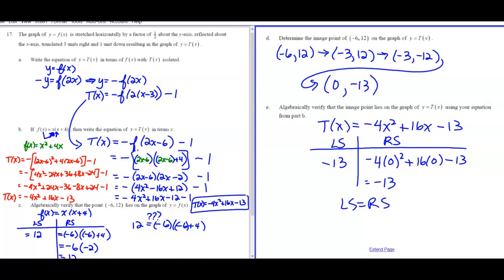Okay, and then the graph of the original is shown there. Use your transformation skills to sketch the graph of T of x, and then verify that. So basically, you have the equation of T of x, graph it in your calculator, and see if you got the same thing on your graph paper.